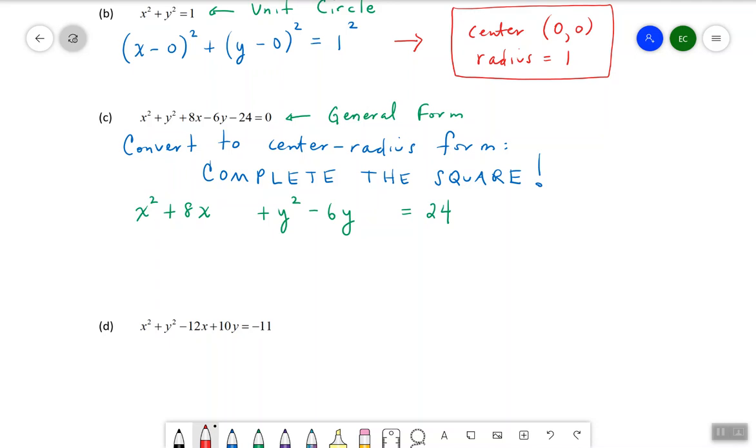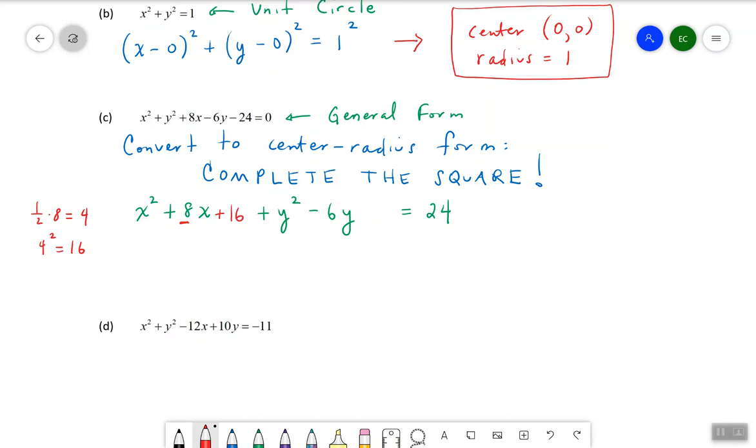So we're going to take this 8 right here, and we're going to come out to the side, and we're going to take half of 8, which is equal to 4, and then 4 squared is 16. And so this 16 tells us that we need to add 16 to complete the square on x.